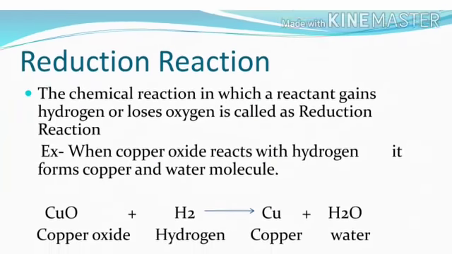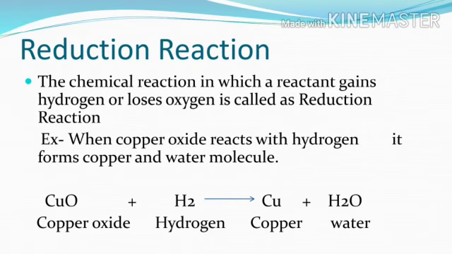Reduction reaction. The chemical reaction in which a reactant gains hydrogen or loses oxygen is called a reduction reaction. For example, when copper oxide reacts with hydrogen, it forms copper and a water molecule, and the reaction is here CuO as copper oxide plus H2 hydrogen, both reacting and forming Cu plus H2O water molecule. In this reaction, we are seeing that oxygen is removed and so the H2O molecule is formed. Hence it is called a reduction reaction.